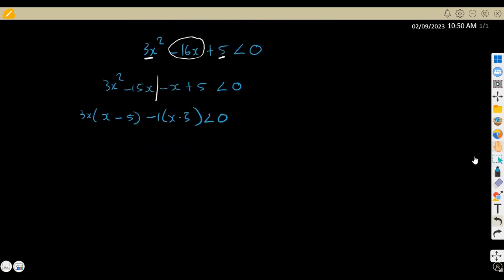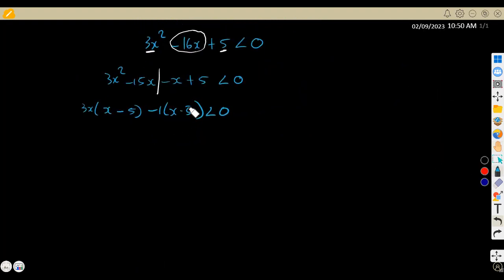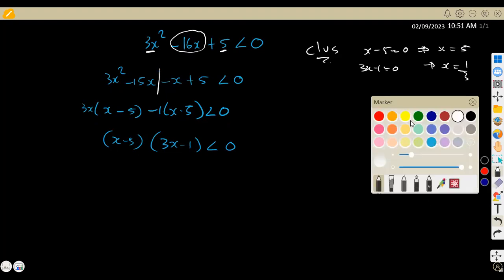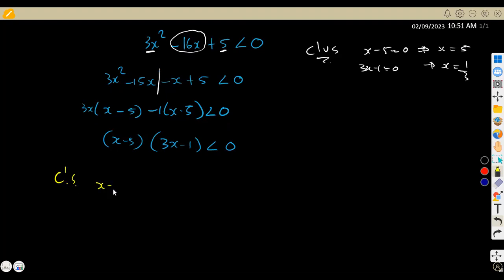All right. So now from this part, 2 brackets are the same. We've got x minus 5, x minus 5. So we're going to have x minus 5 here, and 3x minus 1 is less than 0. Therefore, we can have the critical values from x minus 5 equal to 0, where x is going to give us 5. From 3x minus 1 equal to 0, x is going to give us 1 over 3. So these are the critical values that you're supposed to indicate, where x is equal to 5 or x is equal to 1 over 3.